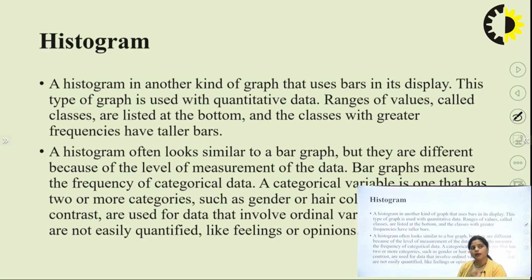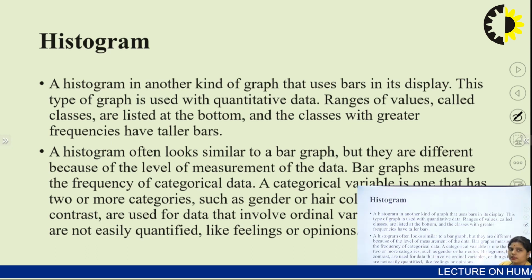Similarly, a histogram also looks similar to a bar graph, but they are different because of the level of measurement of the data. The bar graph is basically used for the frequency of the categorical data, and the histogram is used for the quantitative data. This is the basic difference between bar graph and histogram. Bar graphs measure the frequency of categorical data, features of the data. A categorical variable is one that has two or more categories, just like gender or hair color.